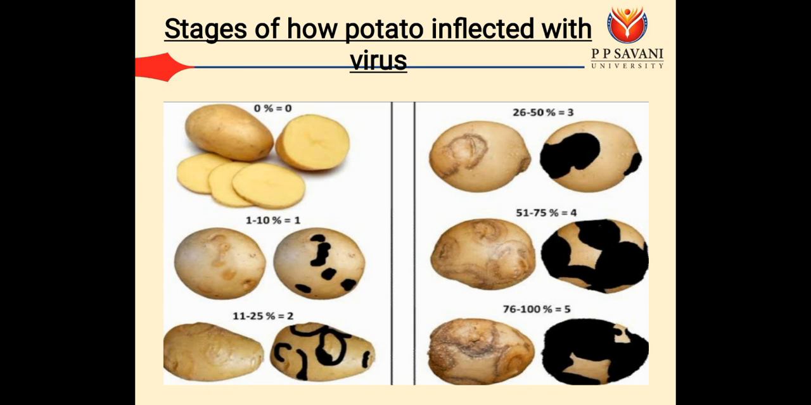Then after 20 days potato damage is 26 to 50 percent. After 24 days potato damage is 51 to 75 percent. Then in the last stage potato damage is 76 to 100 percent. In this stage the potato is fully infected with the virus.